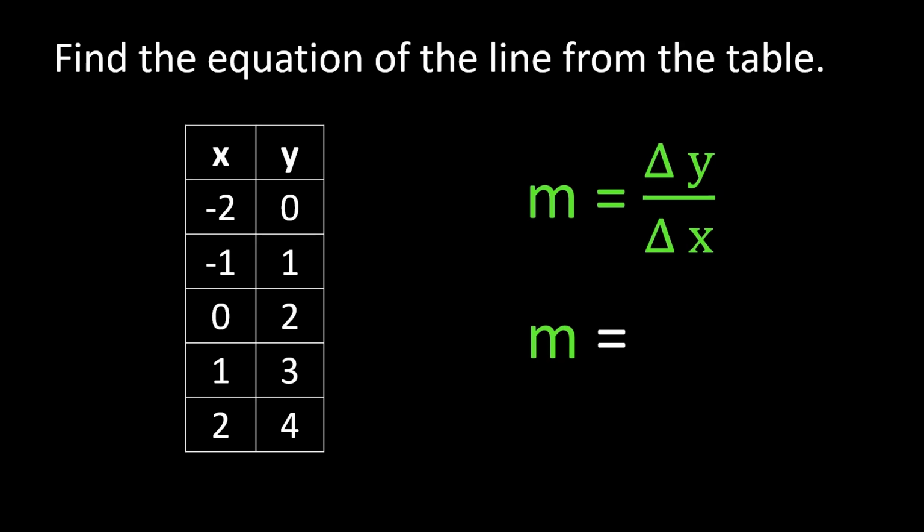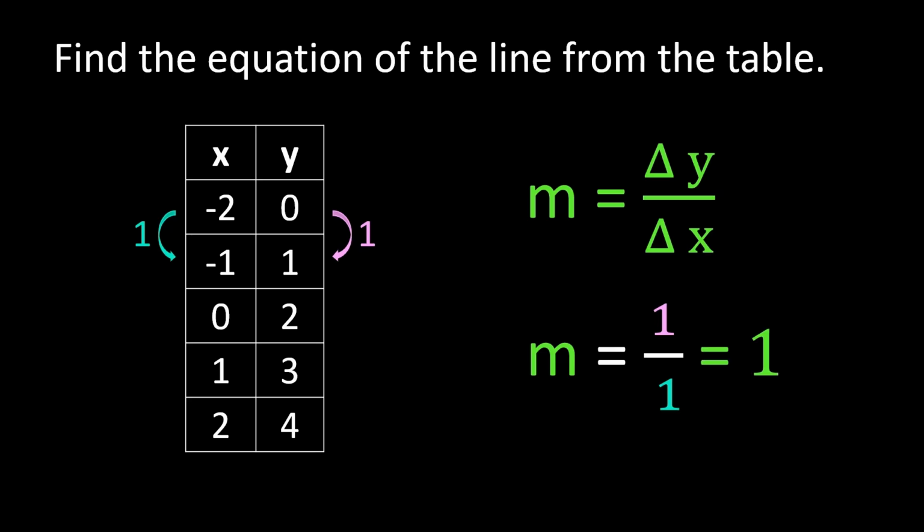I'm going to start with the first 2 points in the table, so -2, 0, and -1, 1. If I look at the y values, my y value has a change of +1 from 0 to 1. So my change in y is 1. That's going to go on the top. And then I'll need a change in x. So I'm going to use the same 2 points and go in the same direction. So -2 to -1 is also a change of +1. So my change in x is 1. And that means that my slope is equal to 1 over 1, which is equal to 1.